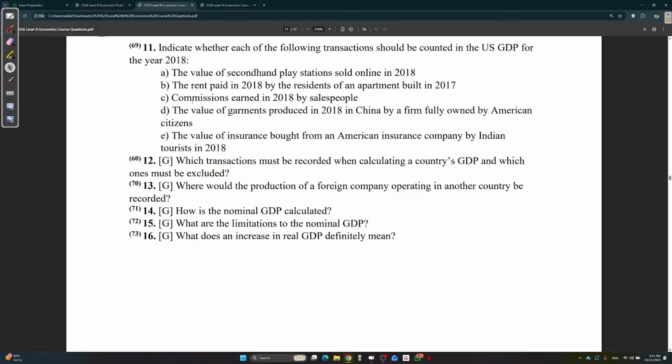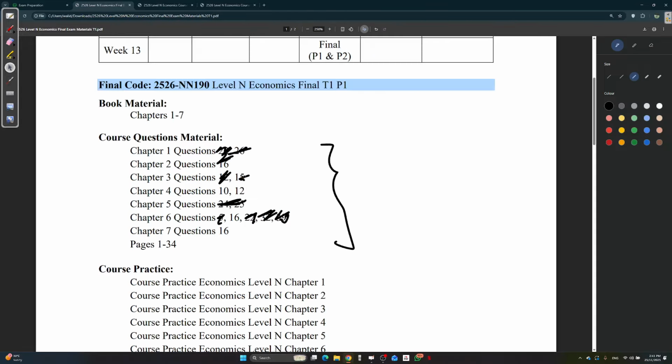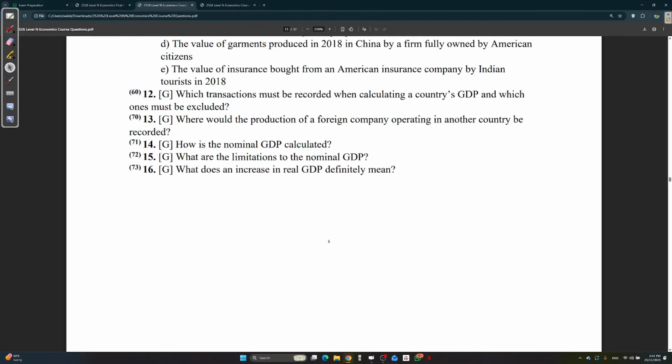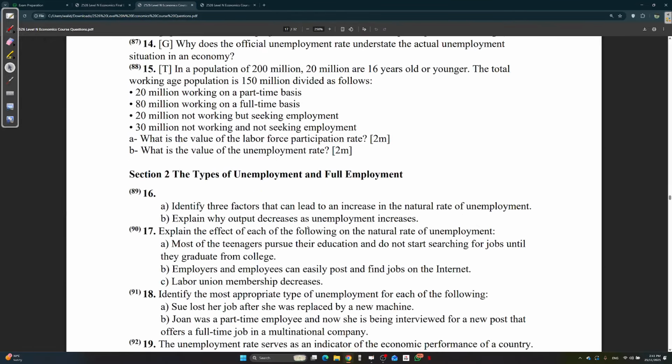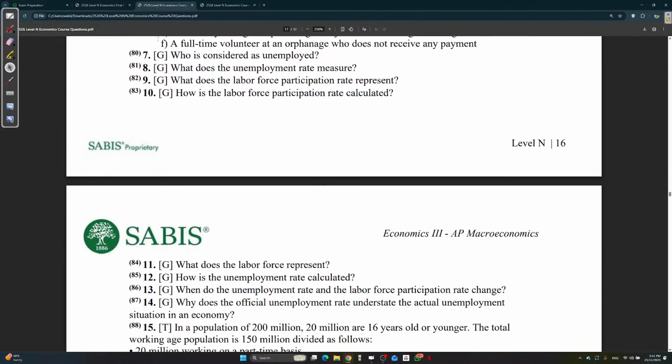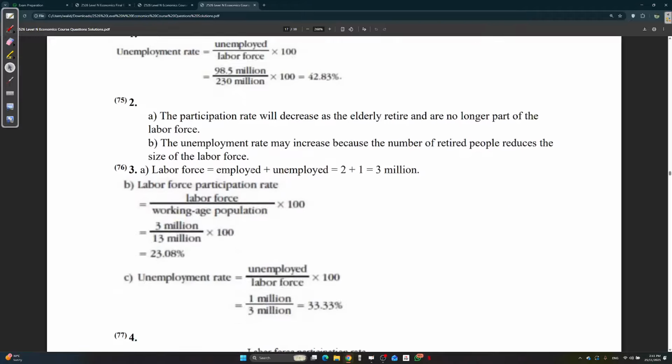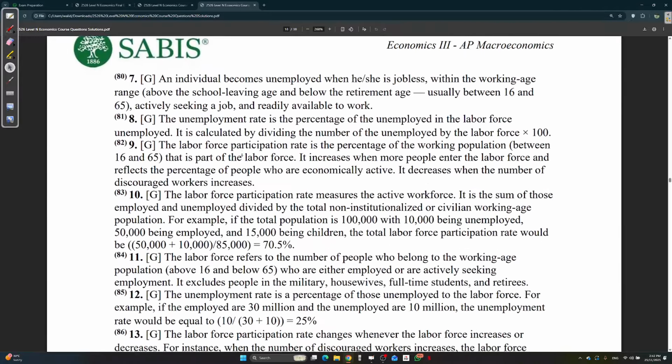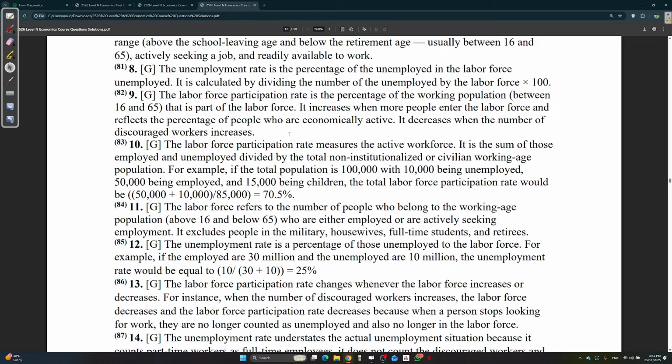Okay, we just did question 15. Nice. Let's go, now chapter 4, question 10, question 12. How is the labor force participation rate calculated? This is very easy, guys. LFPR, you calculate it by looking at the number of people in the labor force over the total people. So the labor force participation rate measures the active workforce. It's the sum of those employed and unemployed divided by the total non-institutionalized or civilian working age population.